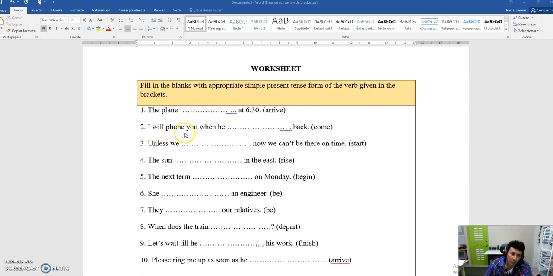I will phone you when he back. So when we are talking in the third person, we have to add the letter S. So the answer is when he comes. I will phone you when he comes back.